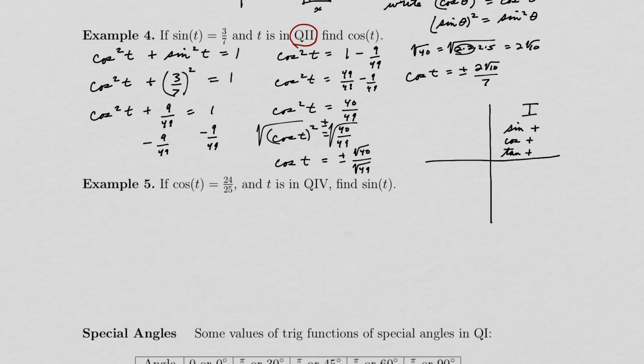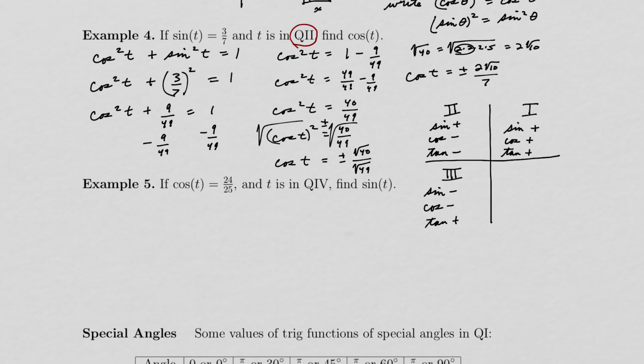In the second quadrant, y is positive, but x is negative. So that means sine is positive. That's okay. Cosine, because it's x over r, is going to be negative. And tangent, because it's y divided by x, is also going to be negative. In the third quadrant, both x and y are negative. So that means sine is going to be negative. Cosine is going to be negative. But tangent, because it's y divided by x, is going to be positive.